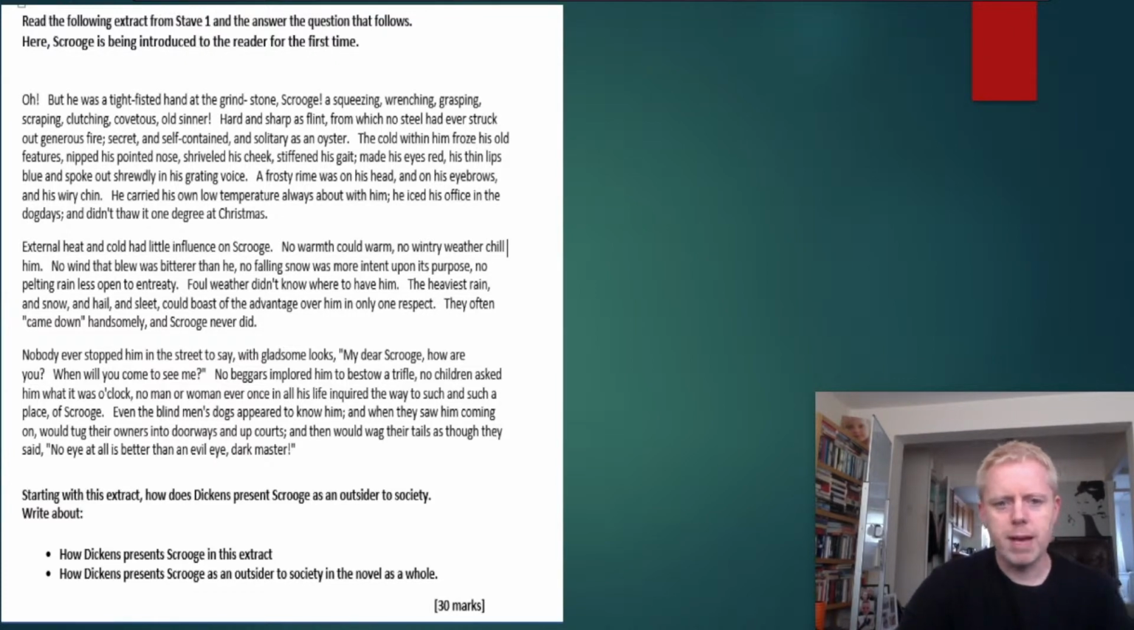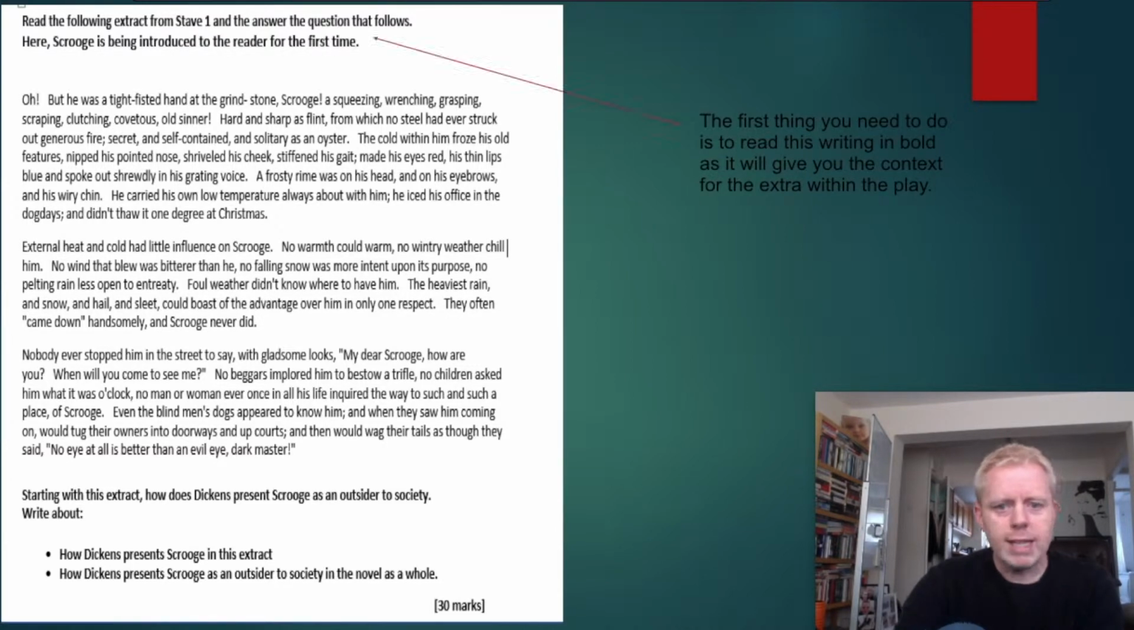You're sat there in May, you've got the exam paper in front of you, this is the page you've turned over, the extract that's coming up. What do you do? What's the first thing you do? Well, the first thing you do is read the writing in bold, because it will give you the context for the extract within. I've written play, obviously copied and pasted from my Shakespeare one. Play for Shakespeare, novella for this one, obviously. Or if you're doing Jekyll and Hyde, you'll be answering that one.